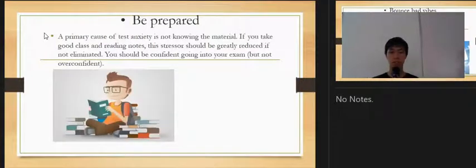The first is be prepared. A primary cause of test anxiety is not knowing the material. If you take good class and reading notes, this stress should be greatly reduced, if not eliminated. You should be confident going into your exam, but not overconfident.